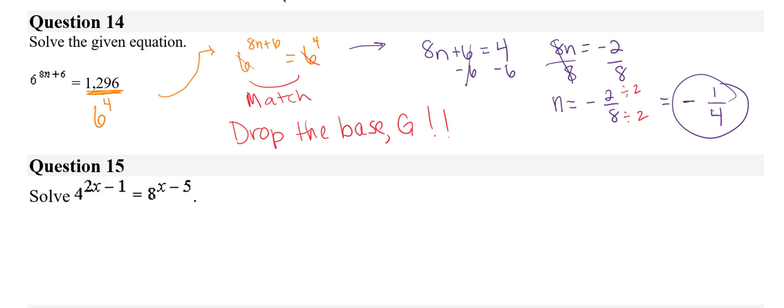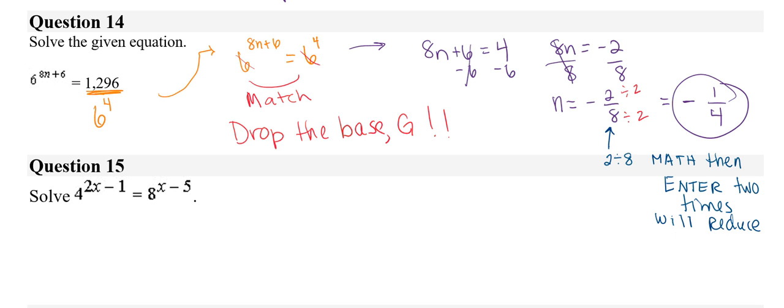Now on your calculators, it will reduce fractions for you. If you type in 2 divided by 8 and then hit the math button on the left below the green one and then hit enter twice. That's the bottom right key. 2 times. It will reduce fractions for you. With or without the negative, it doesn't matter. Okay, moving on.